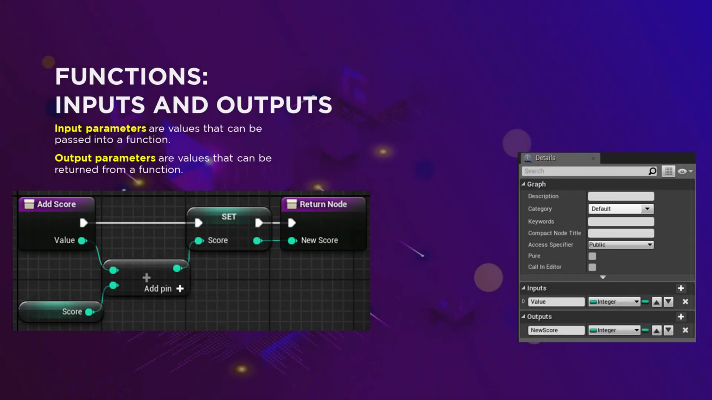Functions allow for input and output parameters to be used. Input parameters are values that can be passed into a function. Output parameters are values that can be returned from a function. To add input or output parameters, select the function in the My Blueprint panel and use the Details panel. The image on the right shows a function with an input parameter named value that is added to the score variable. The result of the sum is set in the score variable, then is returned with the output parameter named newScore.